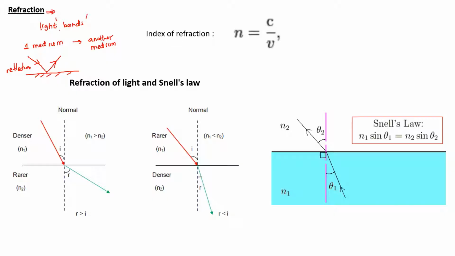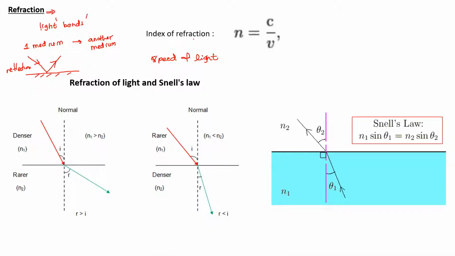So why does it happen? It happens because the speed of light is different in different mediums. We will talk about it in a few seconds, but before that, there's something that we have to know.